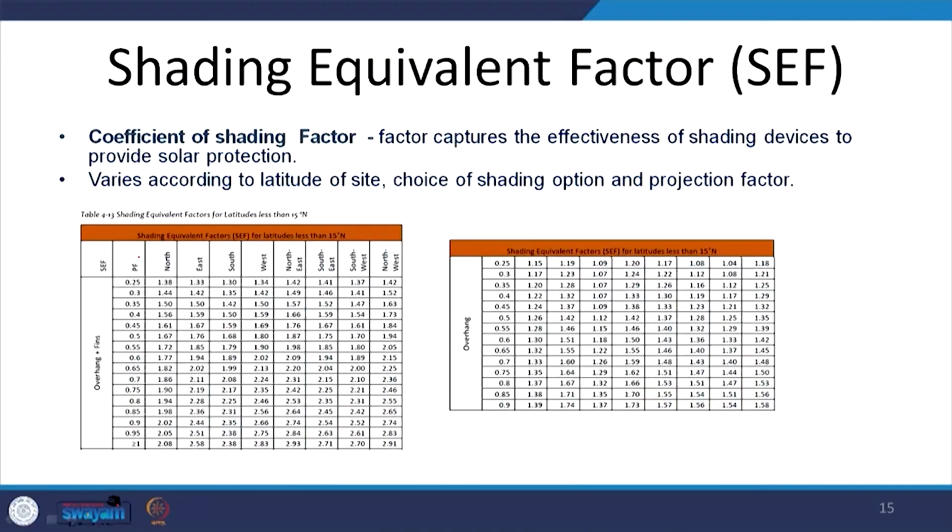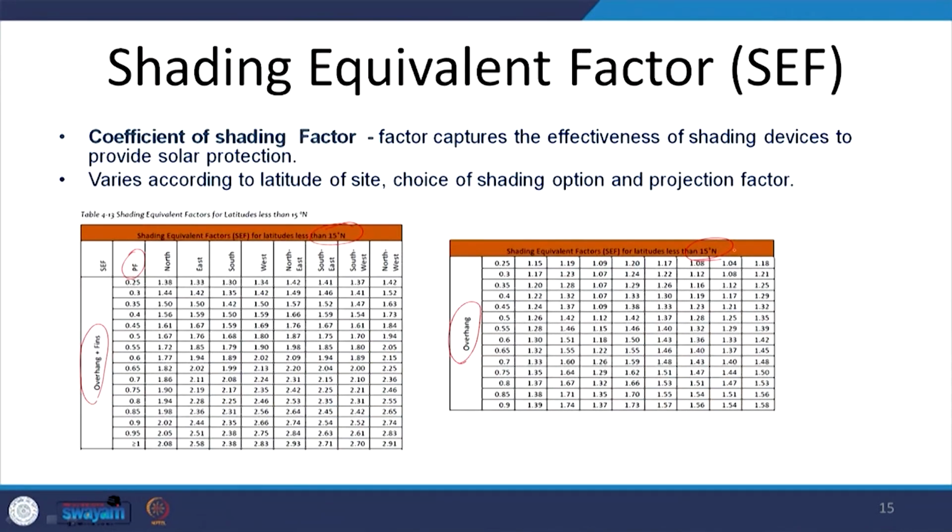It is not practically 0 because there is the diffused component of the solar radiation which is also available. So, there is one direct component of the radiation which will be reduced to close to 0, but there will always be a diffused component of the solar radiation incident on the glazing, on the fenestration. So, to calculate the shading equivalent factor, we need to know the projection factor of the shading device. Once we know the projection factor, we also need to know what type of shading device it is. It could be an overhang and fin, it could be only an overhang, or it could just be a fin, depending upon the design of the shading device.